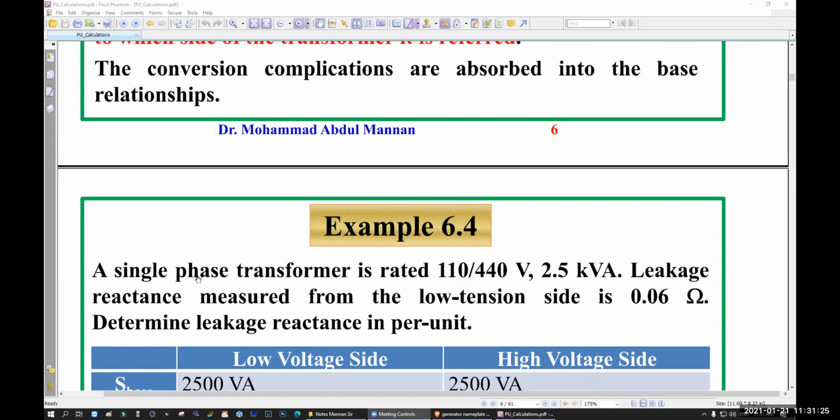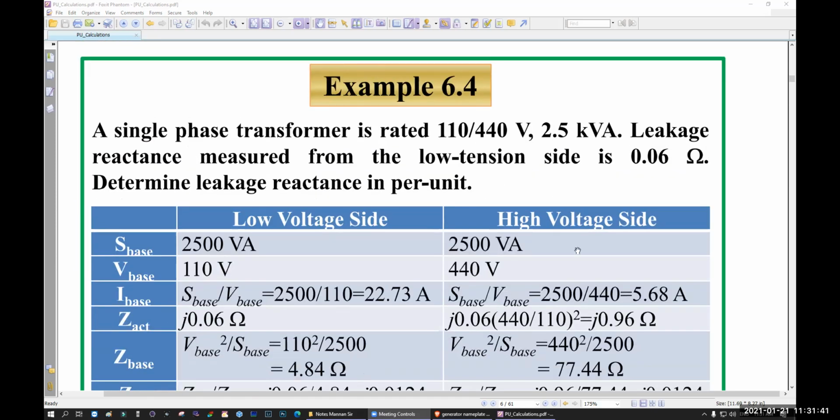Okay, this is one more example for your transformer. A single phase transformer is rated 110 to 440, 2.5 kVA. Leakage reactance is measured from the low tension side, that is 0.06 ohm. That means this is only the resistance? Only what? Oh no, reactance. They said reactance, not resistance. They said reactance, right? Yes, sir.